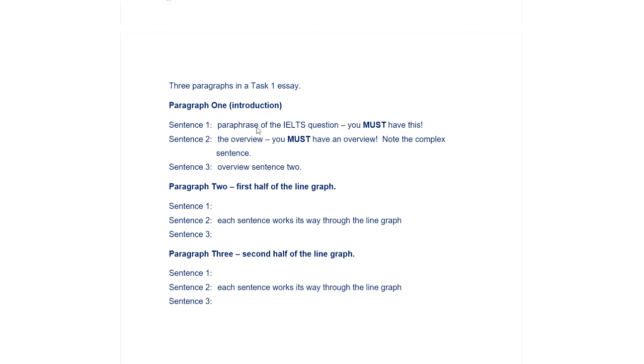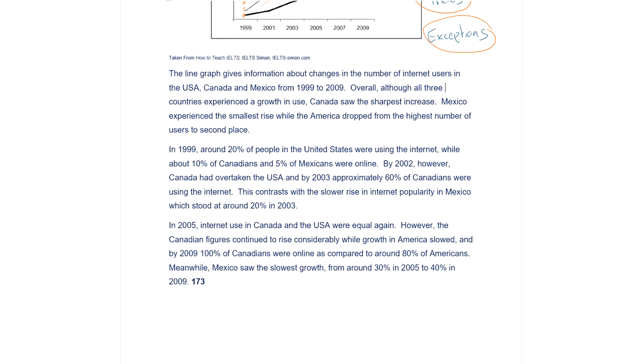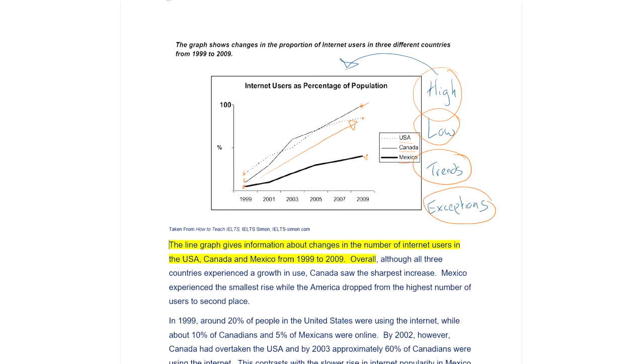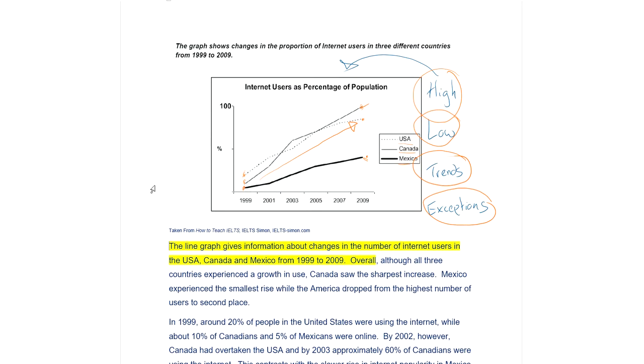So the first sentence is the paraphrase of the IELTS question, and you must have a paraphrase of the IELTS question. You cannot have a Task 1 essay without a paraphrase. So that's my paraphrase right there. And the paraphrase really is reframing the given information up here. Okay, so easy ways to do that are to change the verb. So we've got "give information about" instead of "shows." Here they've got "proportion of internet users," I've got "number of internet users," and I've specified the country.